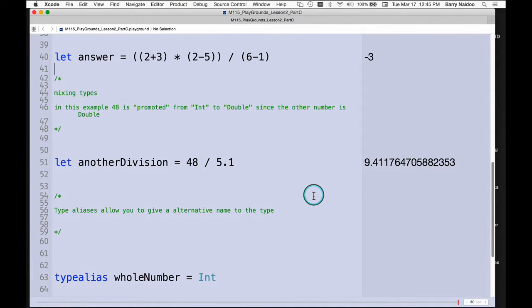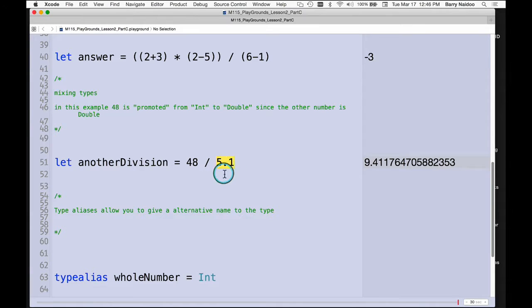Now, how about an expression that has two different types? In this example, we see that the numerator is of type integer and the denominator is of type double. So how is it going to evaluate this, and what will be the resultant? Will the resultant be a double or an integer?